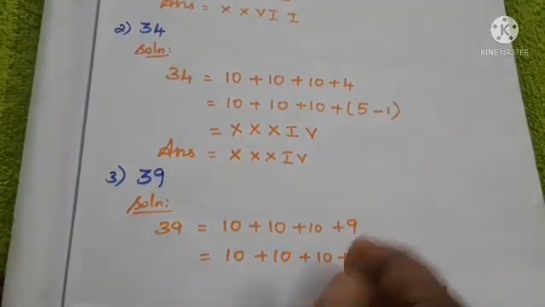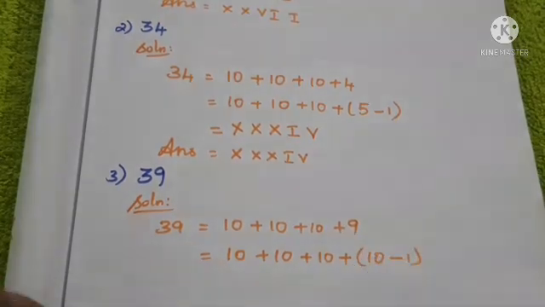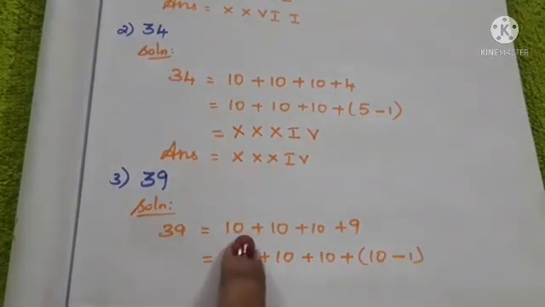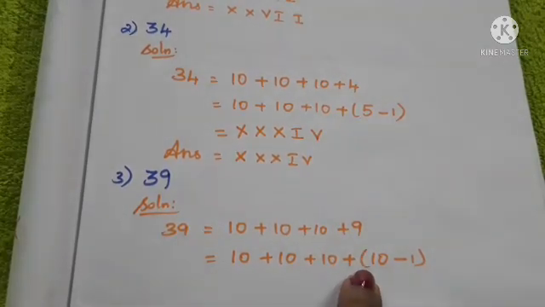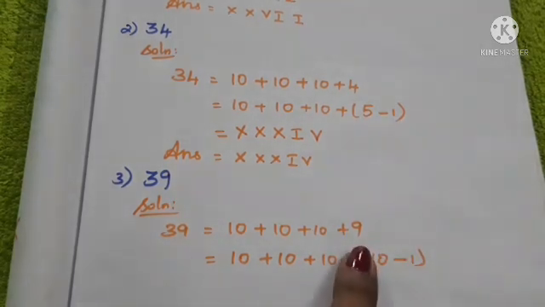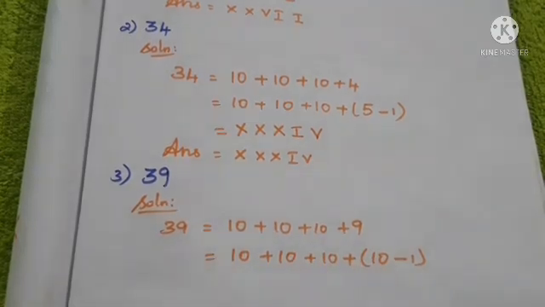Okay, then for the 9 we have to write 10 minus 1. Understood? So everything we have to write as it is up to the plus. For the 9 we have to write what? 10 minus 1. 10 minus 1 is what? 9 only. So in the place of 9 we write 10 minus 1, but the value is same only.